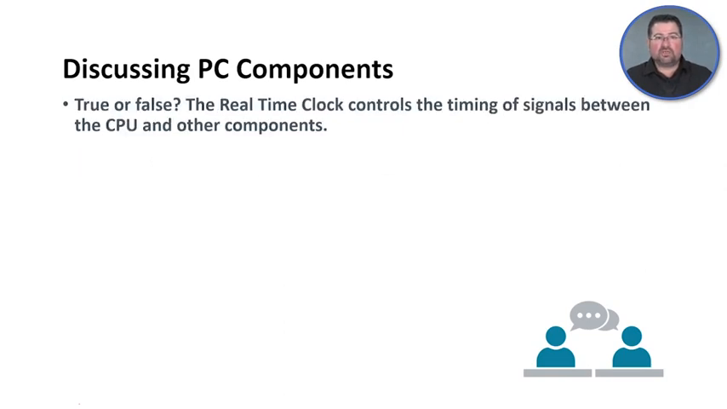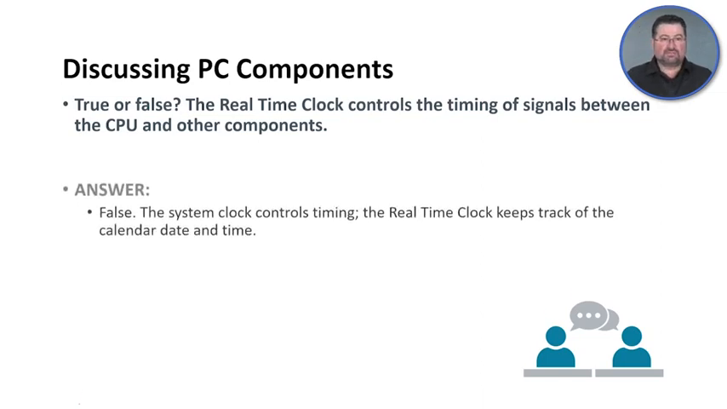True or false? The RTC, the real-time clock, controls the timing of signals between the CPU and other components. The real-time clock controls the signals between CPU and other components? That does not sound correct to me. I'm saying false on that, and so did you.